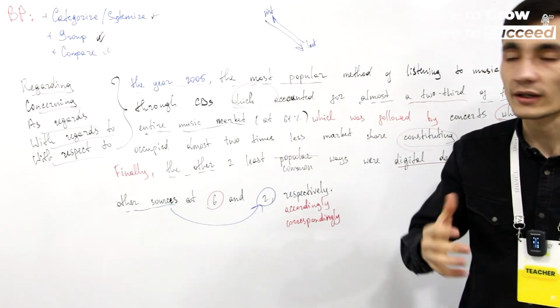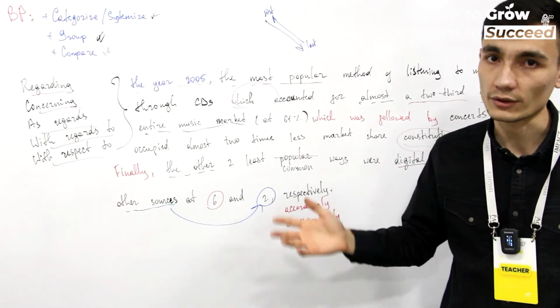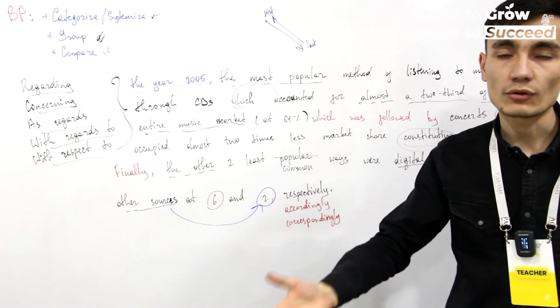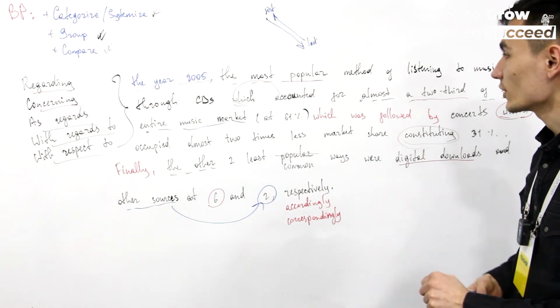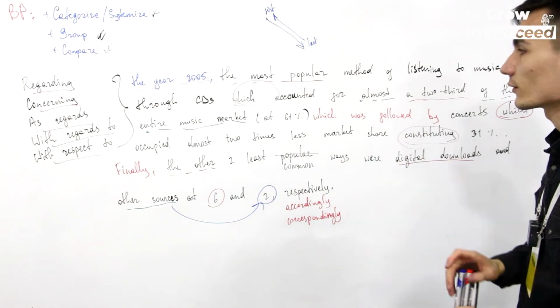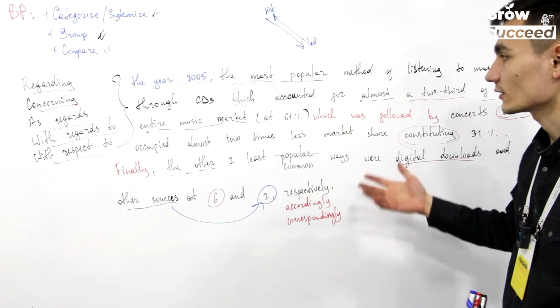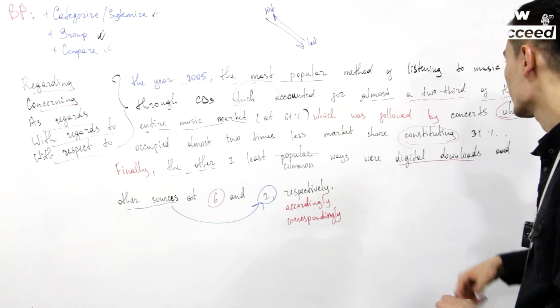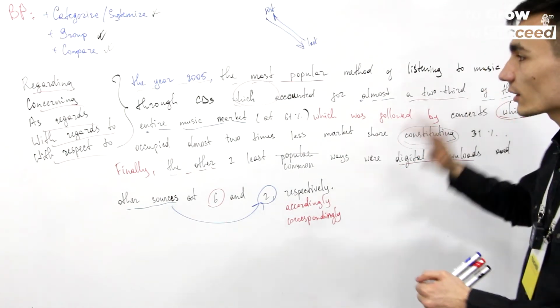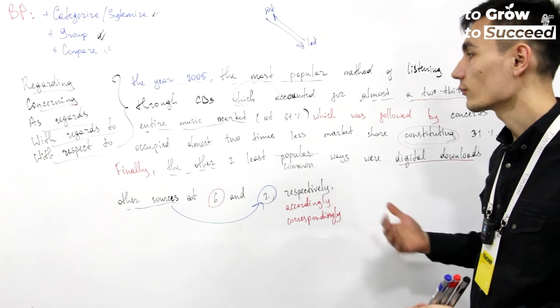Because if you don't clarify and say just 2/3, they say, oh, you're lying, and they give you a lower task achievement score. So as you see, we said which accounted for almost 2/3 of the entire music market instead of saying 61%, which is better for our vocabulary. And then I added of the entire music market to get more words there.